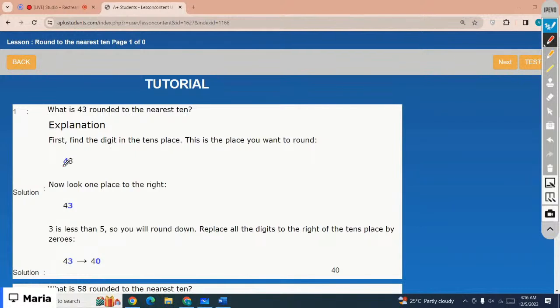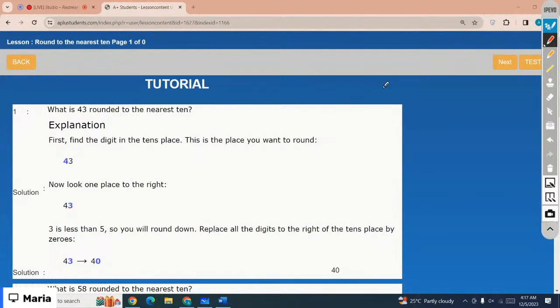Here the digit at the tens position is 4. You need to go one place right. One place right, it is 3. You have to compare this digit to 5. 3 is less than 5. That means you have to round on the same ten. You just need to replace the digits to the right of the tens position by 0. So 43 is rounded off to 40, right?